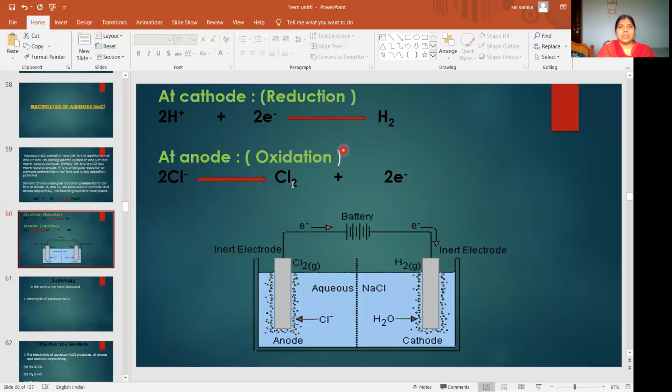What is oxidation? Losing of electrons. As it has excess electrons, it will lose electrons and convert into chlorine gas. Here at the cathode, as it is short of electrons, it will gain electrons and form hydrogen gas. Whatever electrons are lost by chlorine at the anode will flow through this copper wire to the cathode. There, the H plus ions will take those electrons and convert into hydrogen gas. So this is about electrolysis of aqueous NaCl.